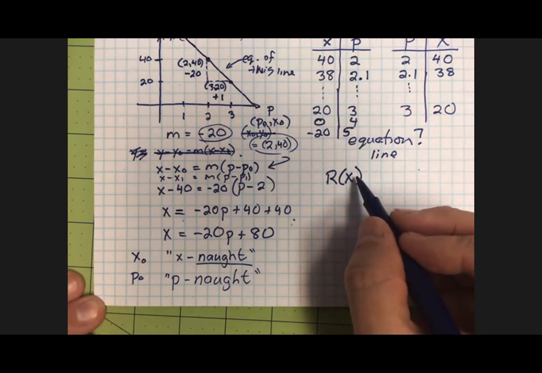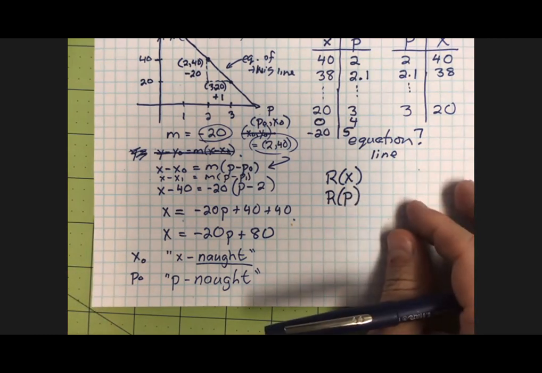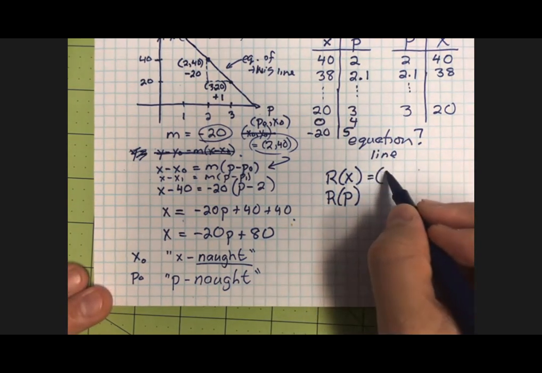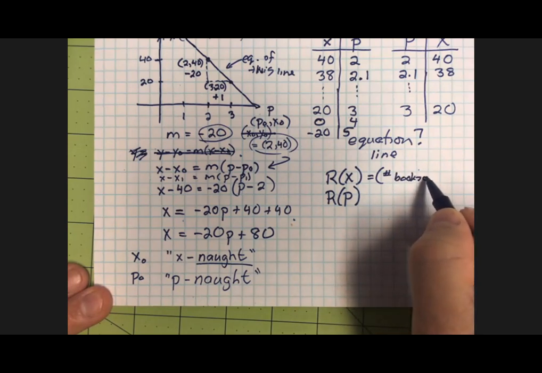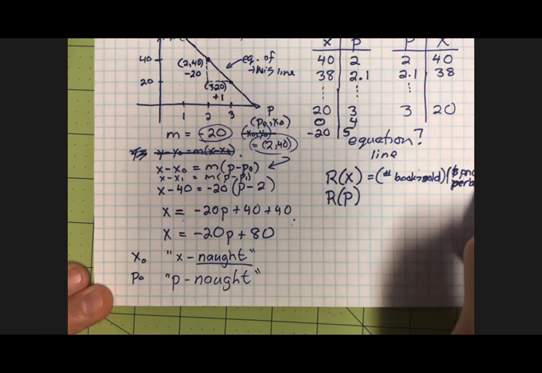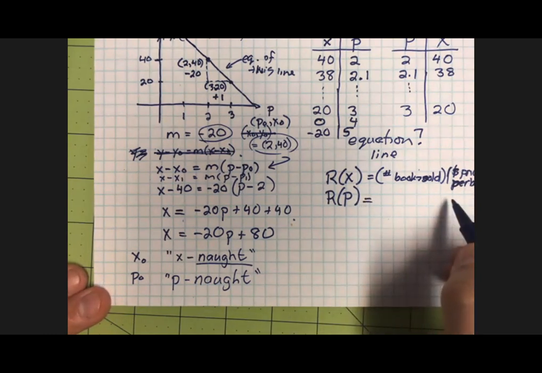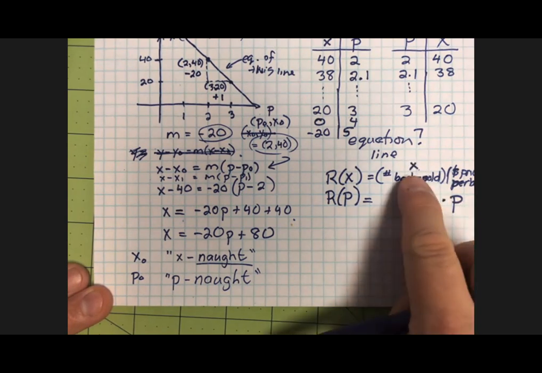Based on the books sold or revenue based on the price? Let's think about this. The revenue in English is going to be number of books sold times dollar price per book. So if I have price P for the book, how many books am I going to sell? That's X, number of books sold.